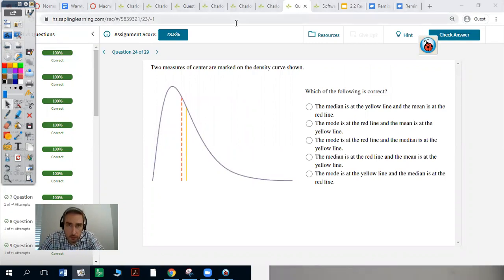Okay, two measures of center are marked on the density curve shown. The median is the yellow line, the mean is the red line. Well, first of all, if it's skewed to the right, the mean will be higher than the median. So let's get that out of there. The mean should be higher than the median. The median is at the red line, the mean's at the yellow line. We don't know what the mode is. So the median is going to be here, and the mean will be higher.